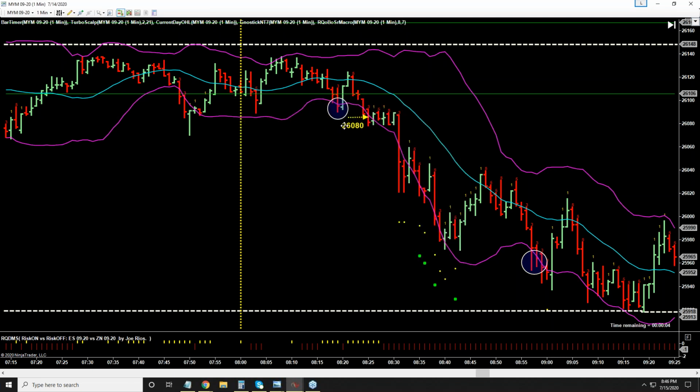Here's how I measure the risk. I'm trying to get filled here. So as the market's coming down, I'm going to eyeball where my stop is. I want my stop to be above the SMA, the simple moving average. You could also use the RQ channel, I'm sorry, the RQ level.